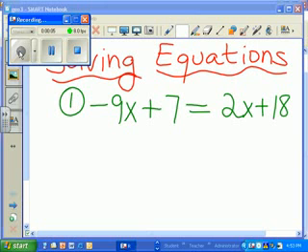Okay, let's talk about solving equations. So we're going to start with simple ones like this one. Negative 9x plus 7 equals 2x plus 18. And remember that we need to get all our x's on one side of the equal sign and all of our constants or non-x's on the other side.